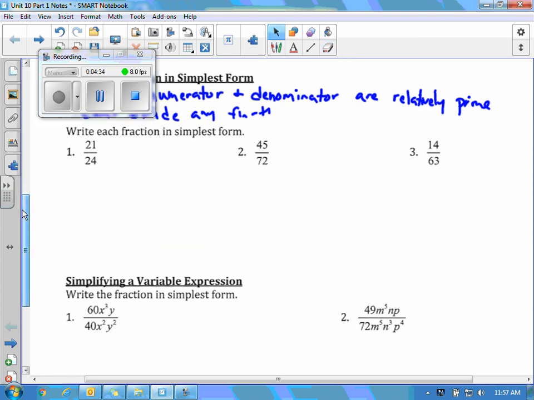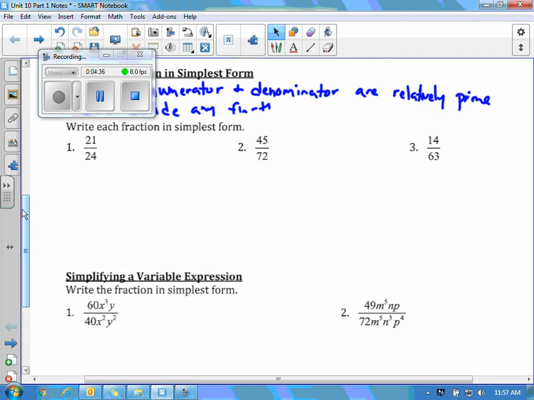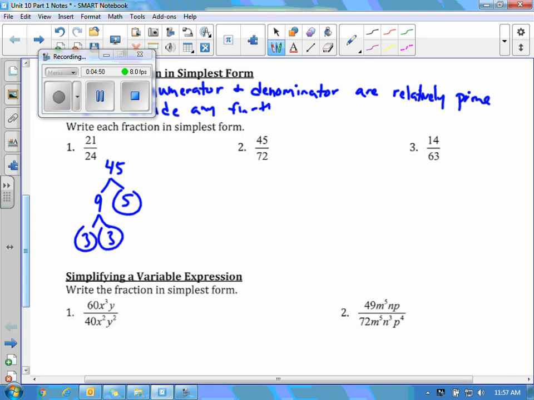I'm going to go through number 2 with you as well. Again, I'm not going to take up a lot of space for this. First thing to do is a factor tree for the numerator and the denominator. So 45 I can break into 9 and 5. 9 has got to get broken into 3 and 3, so I can circle those.